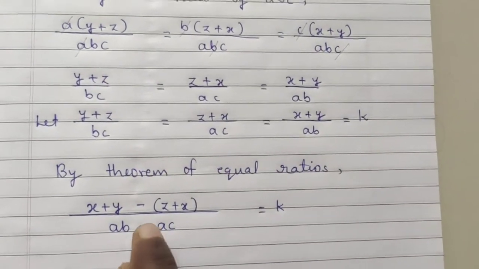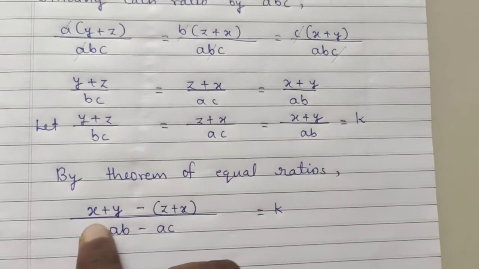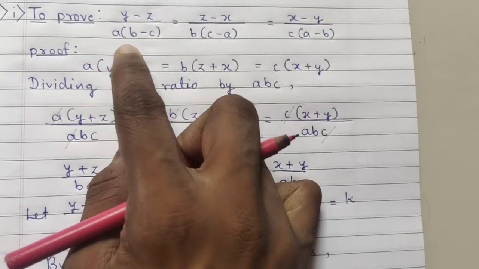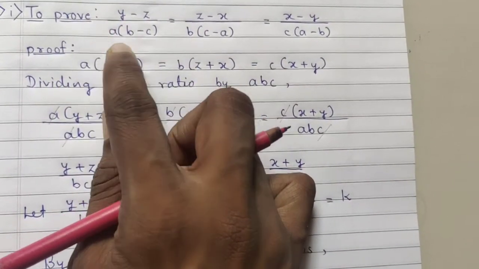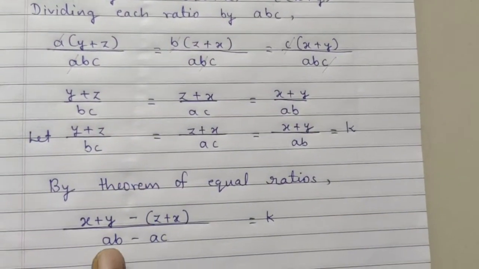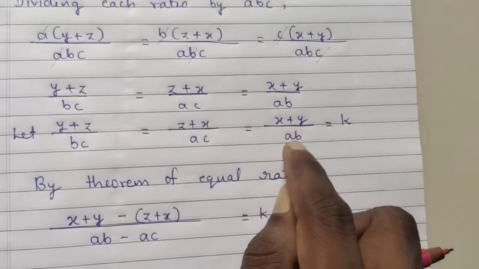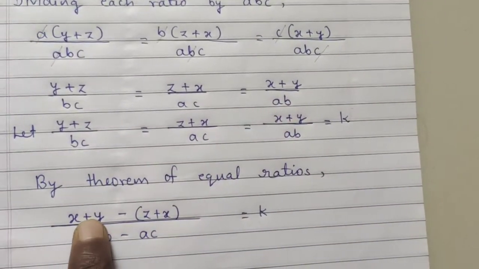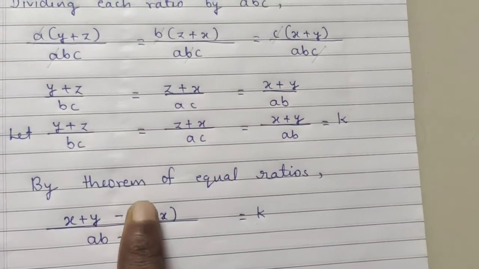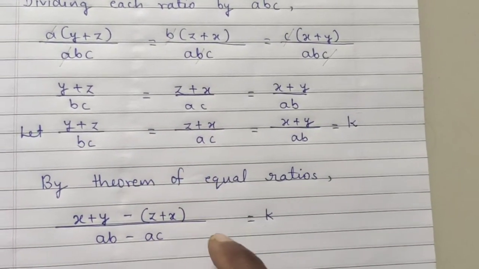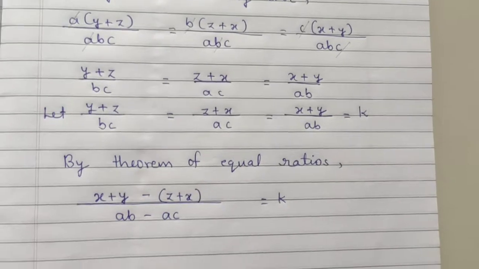Again, you can see ab − ac. From where did we get it? From here. This is the first part to prove, and the first denominator is ab − ac, so that is why we have taken ab − ac. After that, ab is x + y, so we have written that. Then the minus sign is there, so we have taken a bracket. Now ac means z + x. Now we will simplify this and see what we get.